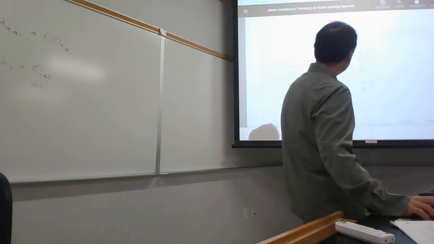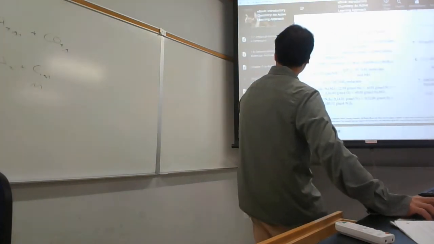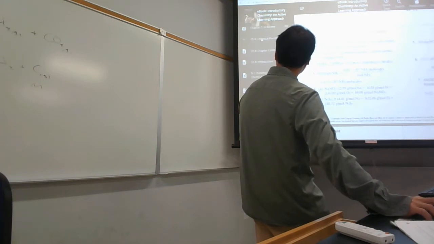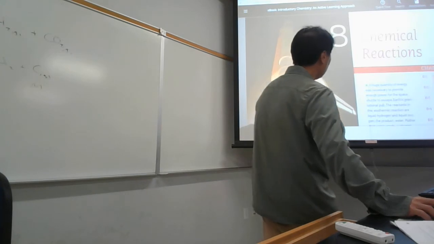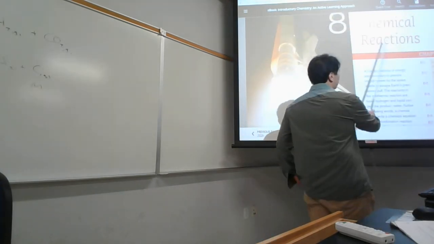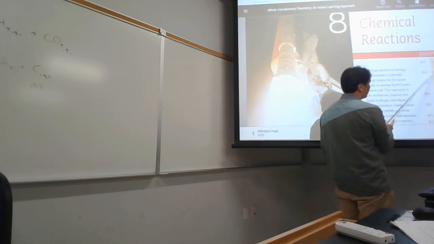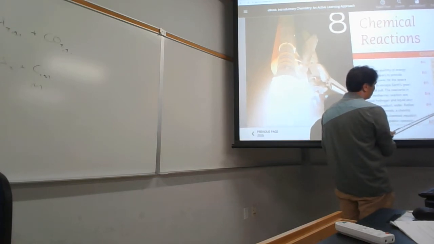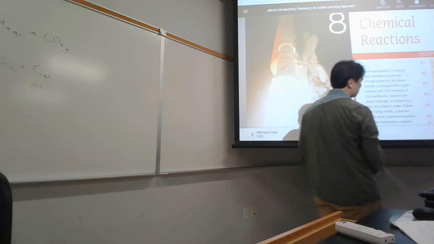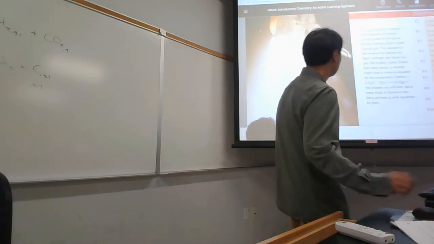All right, so anyway, those are the kinds of calculations we're doing in chapter 7. We're moving on to chapter 8 now. Chapter 8 deals with chemical reactions. We're going to look at evidence, observations of chemical change. We're looking at balancing chemical equations, interpreting chemical equations, writing chemical equations, that kind of stuff. So we're looking at chemical reactions here.